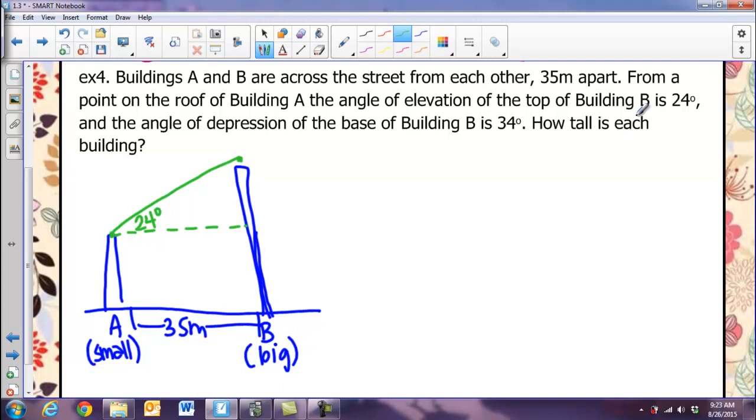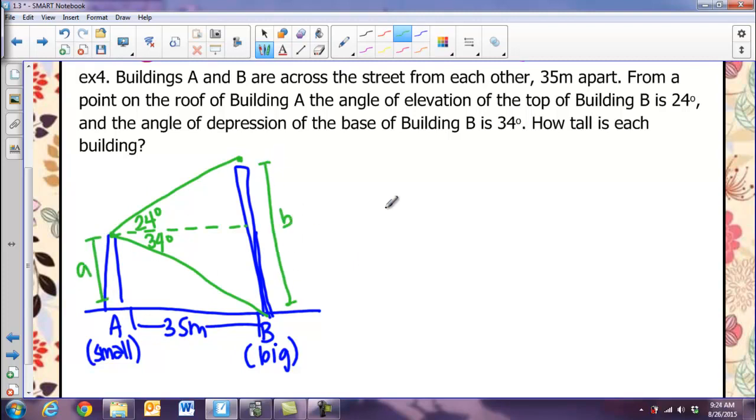Okay, and then it also says the point to the bottom, to the base of this guy, the angle of depression is going to be 34 degrees. So this is the picture I've got. Now I want to know how tall is each building. So I need to know this length, I need to know A, and I want to know B.